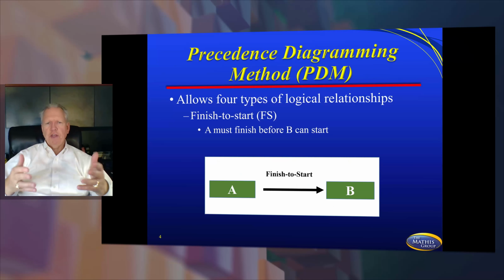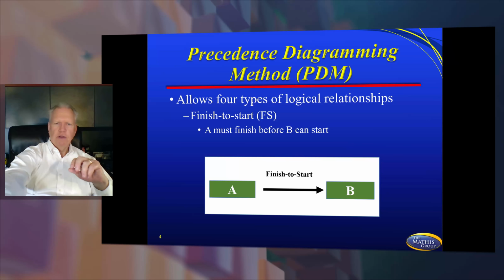All right, so this feeds into the precedence diagramming method, which gives you the four different standard ways of looking at a project. This is your finish to start relationship. All that means is look at your arrow. Your arrow is coming out of the back of activity A, which means A must finish before B can start.